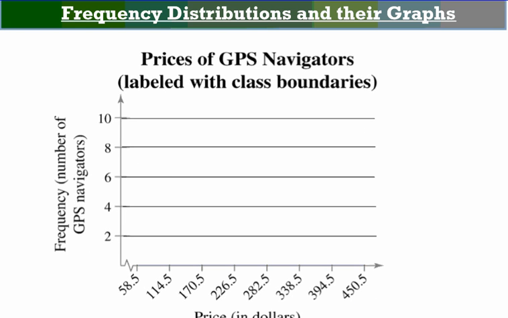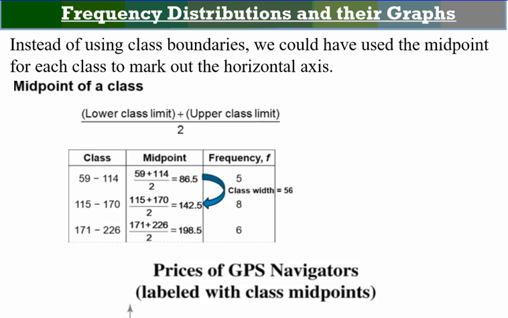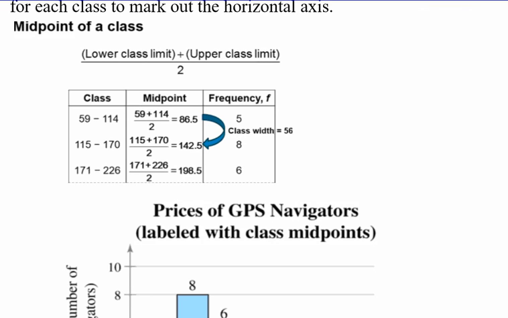Using that, I can answer some questions about the prices. Before we move on to answering questions using the table, I should mention that instead of using class boundaries, you could have also used the midpoint for each class to mark out the horizontal axis. Instead of the boundaries, the high and the low, you could use the midpoint. So if this class went from 59 to 114, I could designate it by the average, the midpoint. How do you find the midpoint?